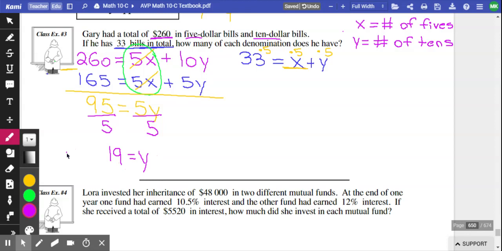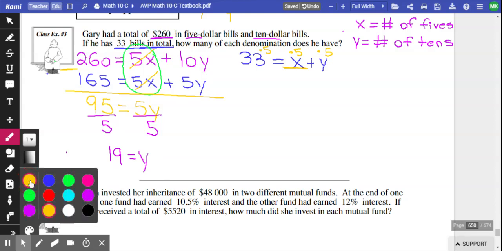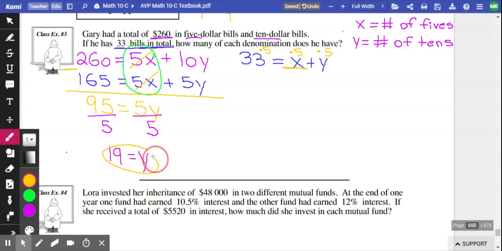You could then figure out how many $5 bills he had, whatever method you want. So if you can do it in your head, fantastic. If you want to count it out money-wise, sure, do it that way. Mathematically, the way we figure it out is we take our answer and we substitute it back into one of the equations. I'm going to substitute it into this one right here.